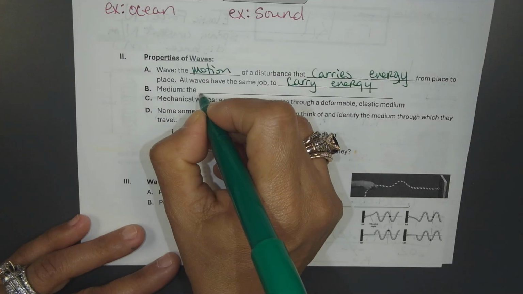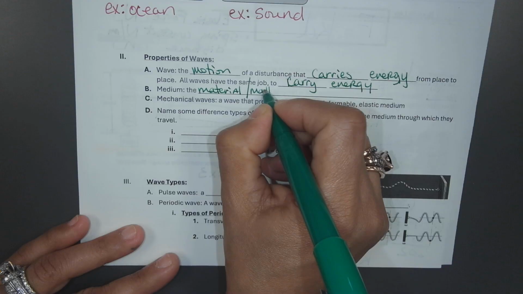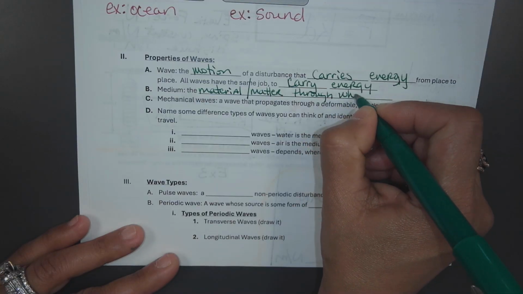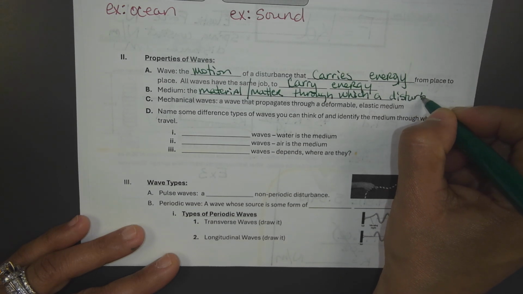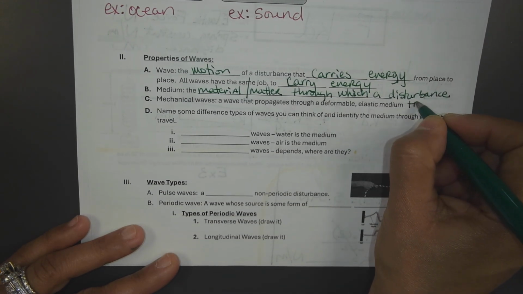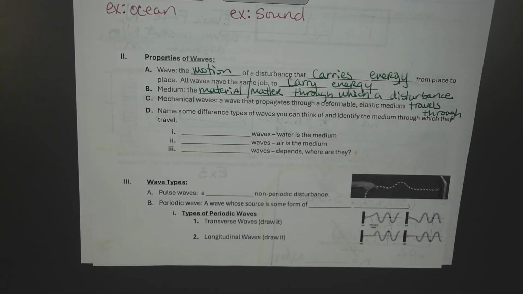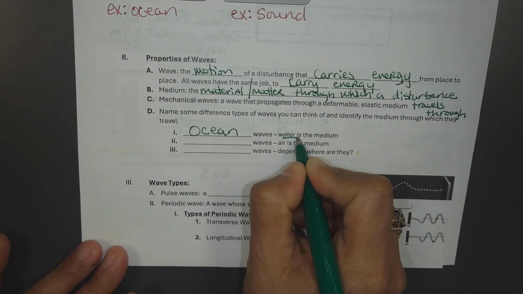A medium is going to be the material or matter through which a disturbance or wave travels through. Now, the medium could be a solid, liquid, or gas. And believe it or not, the type of medium will determine that velocity or that speed of the wave. For an example, the ocean, it travels through water.